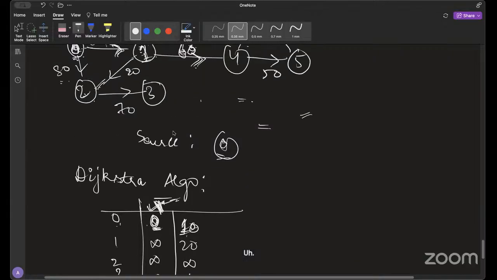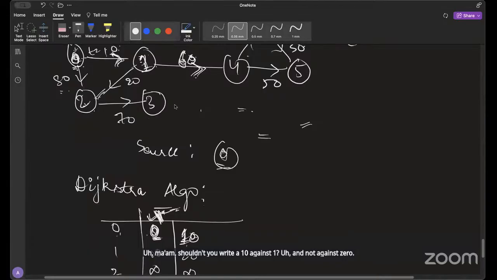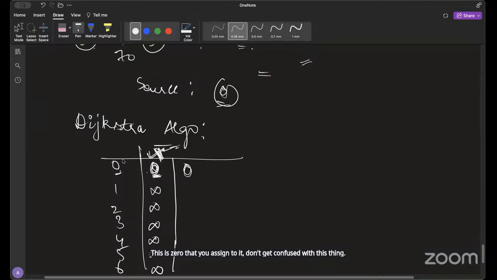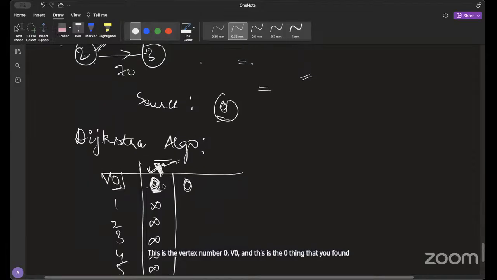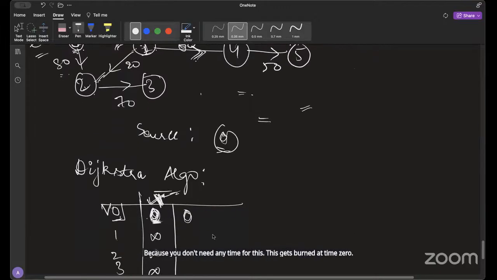Student: Ma'am, shouldn't you write a 1 and not again 0? Teacher: Yeah, the source always remains 0. This is the 0 that you assign to it. Don't get confused with this thing. This is the vertex number 0, V0, and this is the 0 value that you have. 0 means 0 time to burn, because you don't need any time for this. This gets burned at time 0.